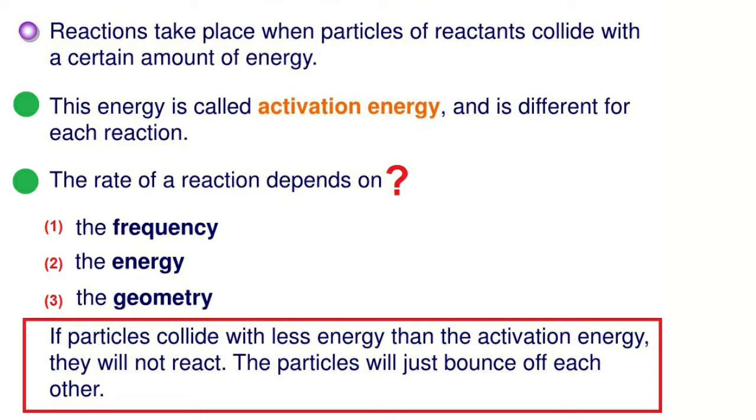The rate of a reaction depends on three things. Number 1, the frequency of collisions between particles. Number 2, the energy with which particles collide. Number 3, the geometry with which particles collide.